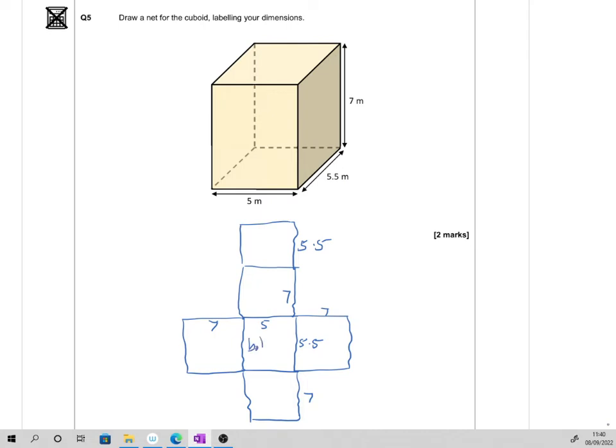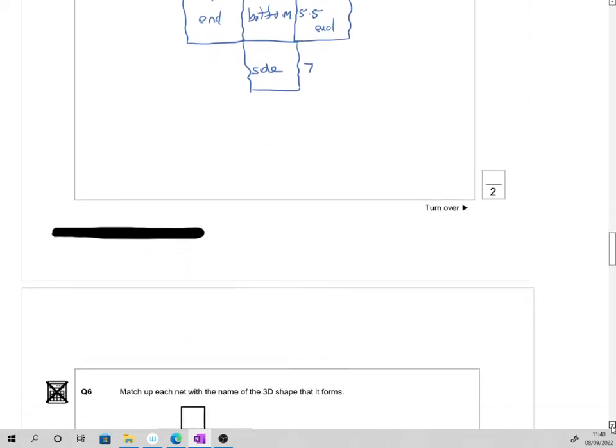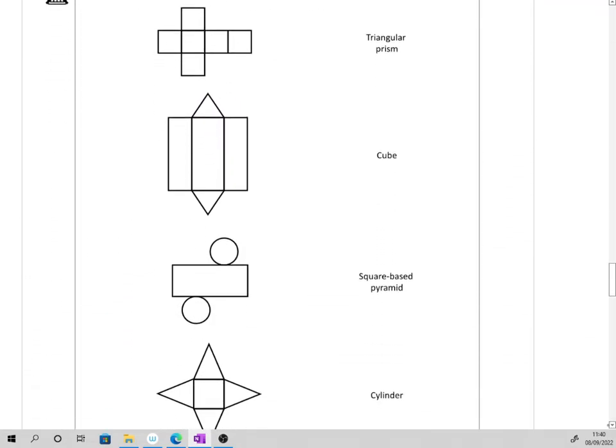So that's the bottom, the side, the end, and the top. Okay, right. Match each net with the name of the 3D shape that it forms. So this we've already learned is a cube. This one is a square-based pyramid. That one's a cylinder because it's got 2 round bits. Therefore, this must be the triangular prism.